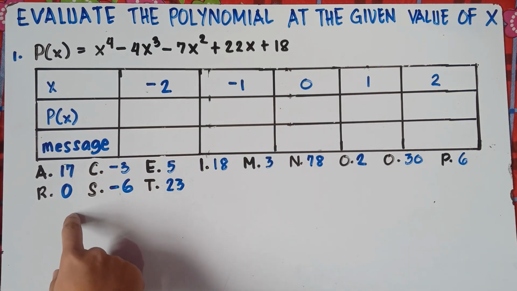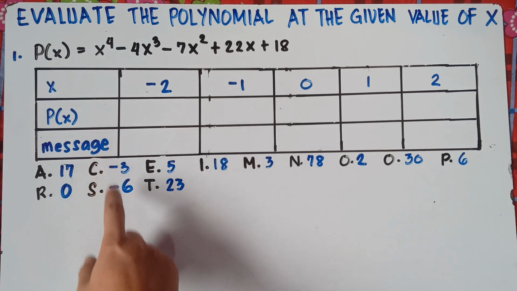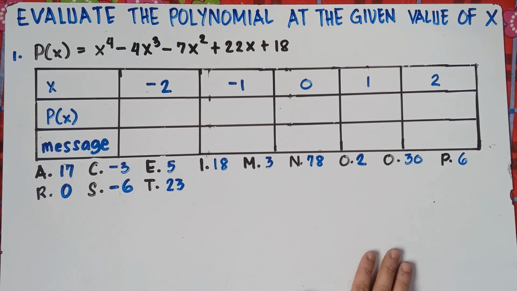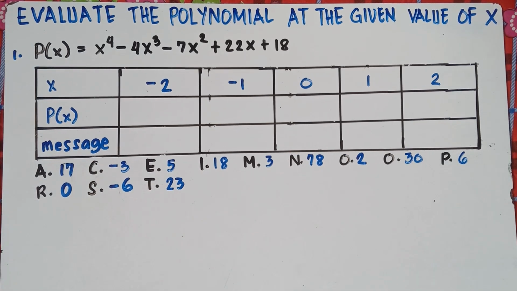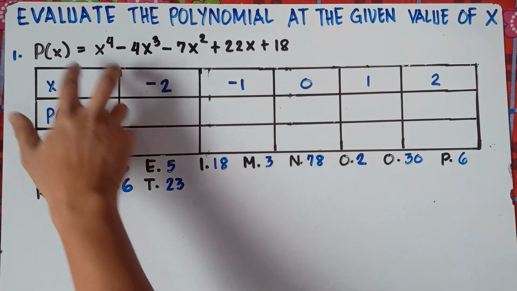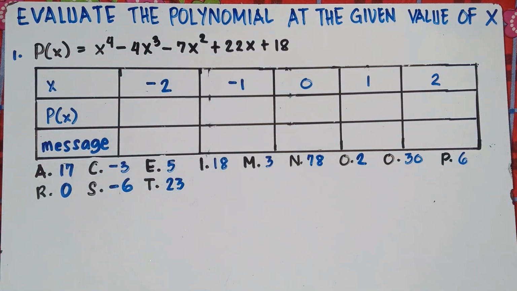Value of A, which is 17. Value of C, negative 3. E is 5, and so on. Alright, so let's start, class. To evaluate polynomials, class, you just need to substitute the value of x. That's how you evaluate. Simply substitute the value of x. So if x is negative 2, let's substitute negative 2 into this equation.